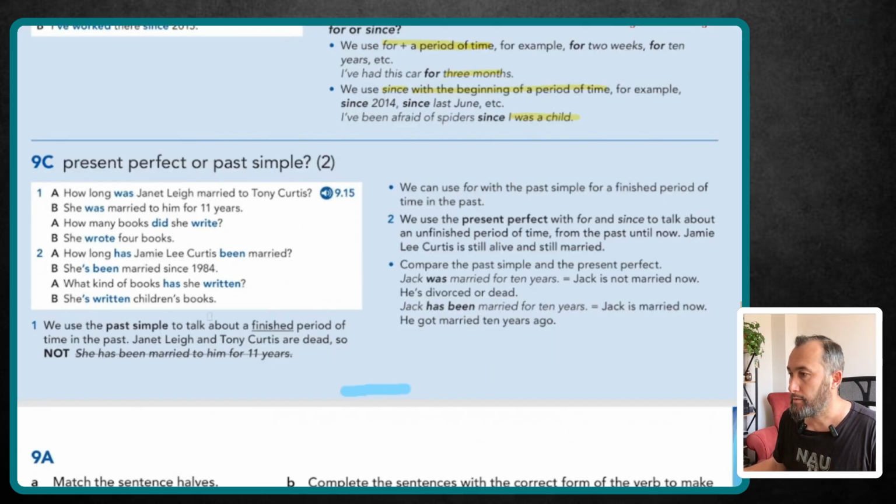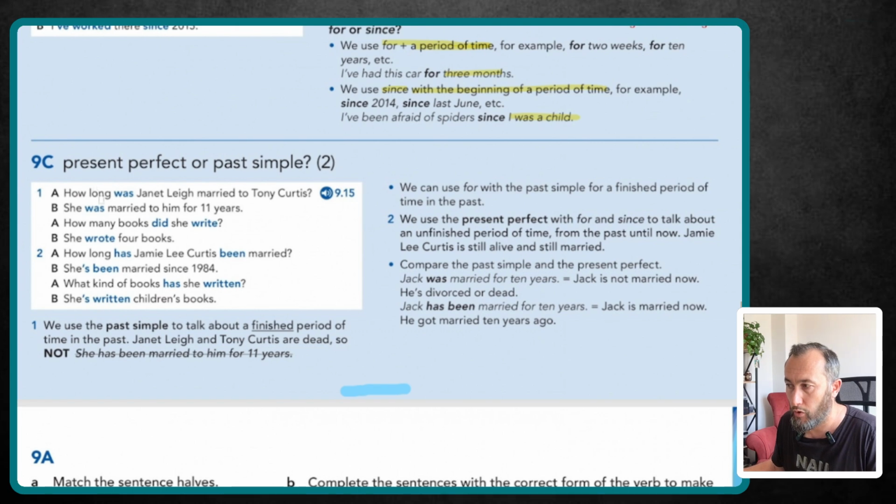Okay. Present perfect or past simple. What is the difference between present perfect and past simple? So here, point number 1, we use past simple to talk about a finished period of time in the past. There must be a mention of time: yesterday, 2 months ago, 2 hours ago, 5 minutes ago. This is something that happened in the past and finished. It doesn't have any relationship or connection to the present time. That will be past simple.